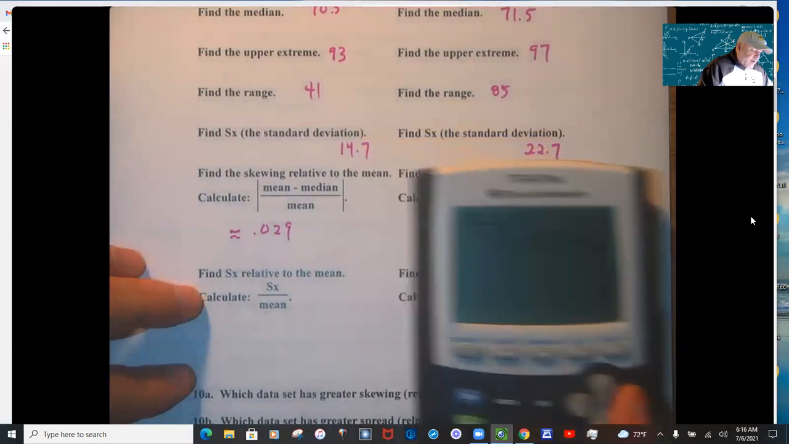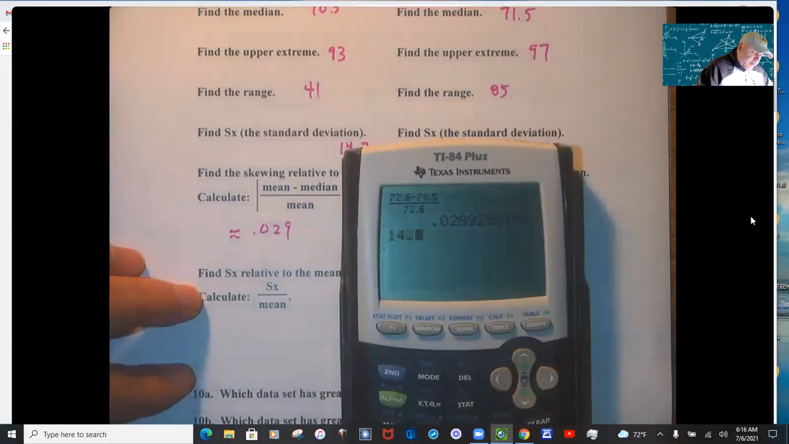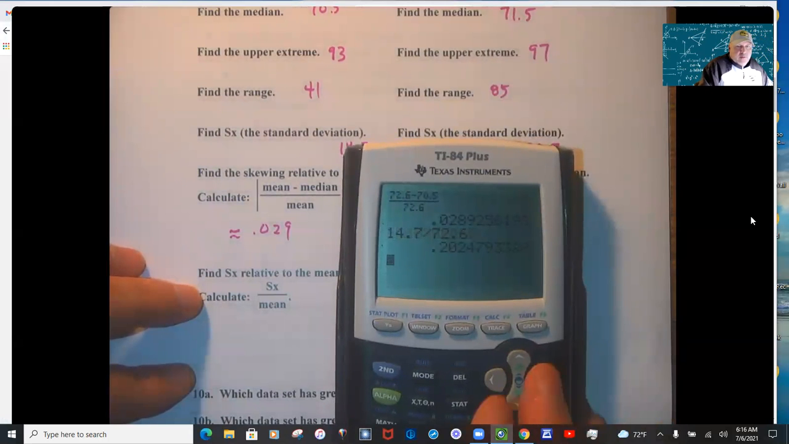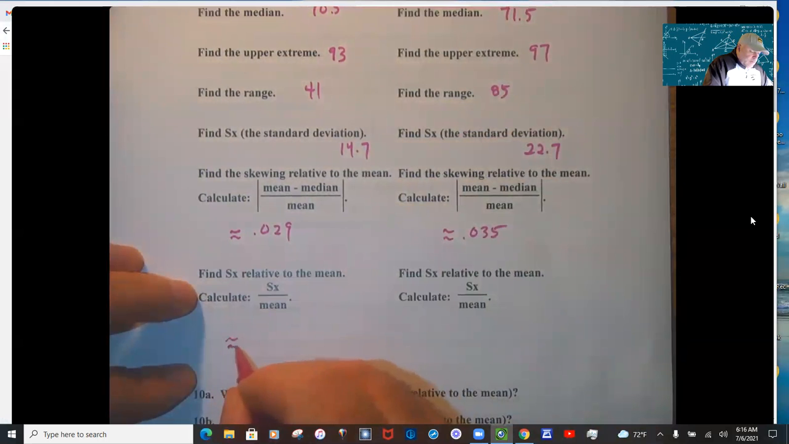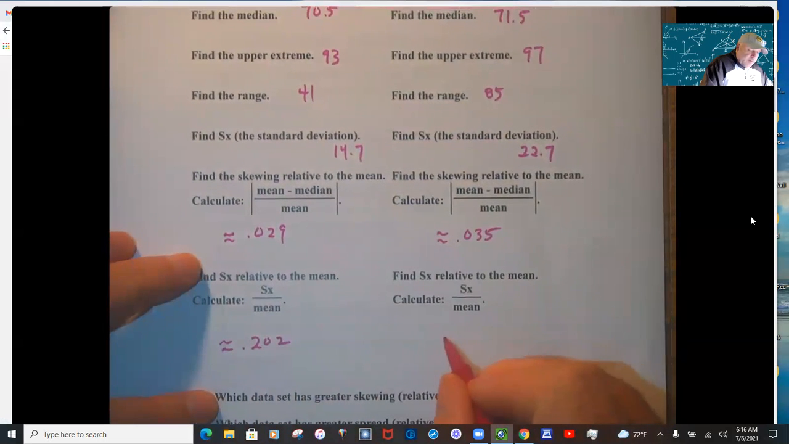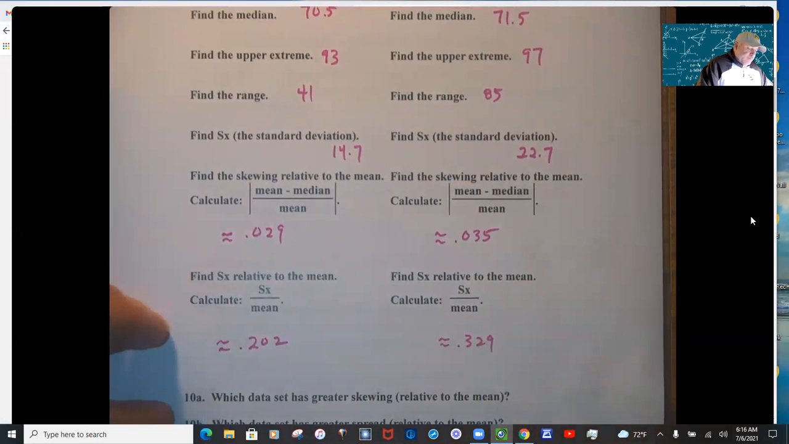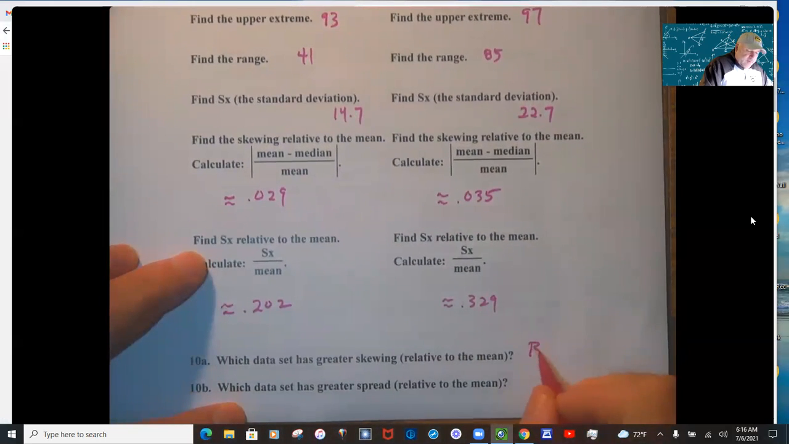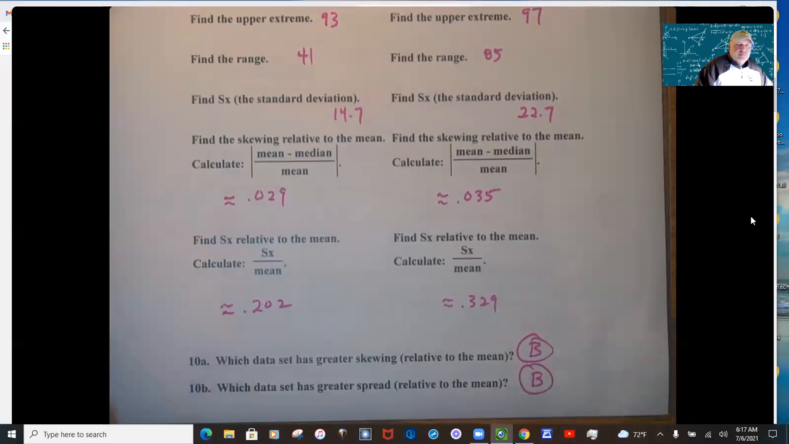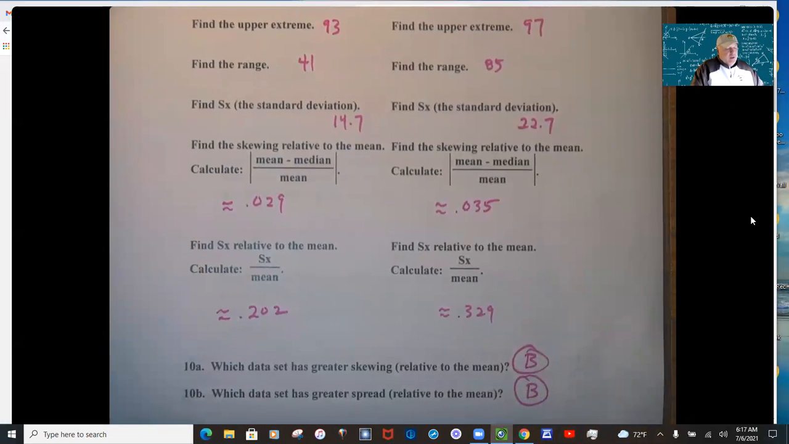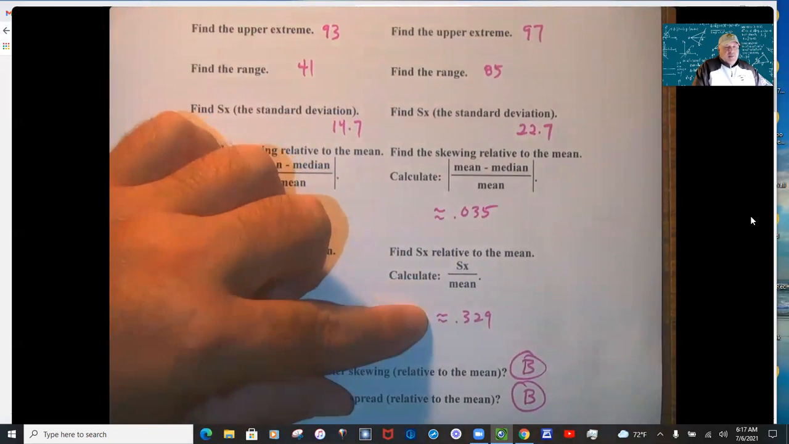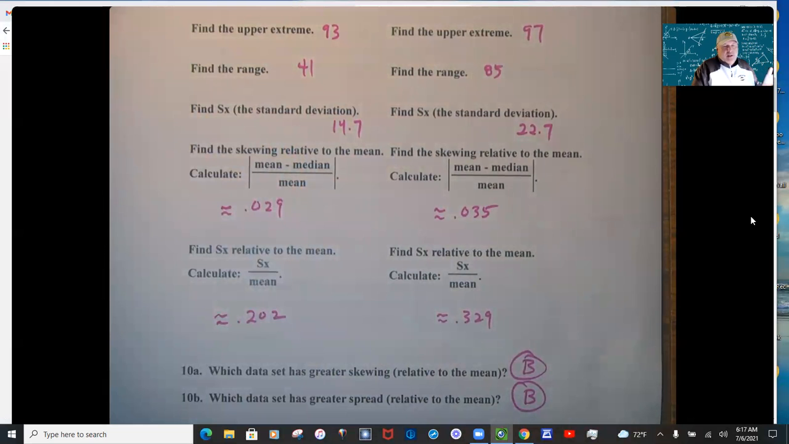Then you're going to divide the standard deviation by the mean. So we can just do 14.7 over 72.6. That's 0.202. And then this is 0.329. You can see that data set B in both cases wins that, which is a bad thing. You don't want to be the winner of a skewing measure. It's slightly skewed to the right. For the data spread, about 0.10 is good for the standard deviation relative to the mean. So data set B is a little bit worse for the wear.